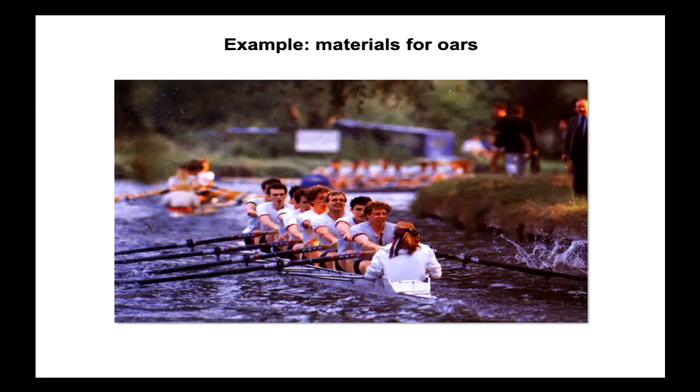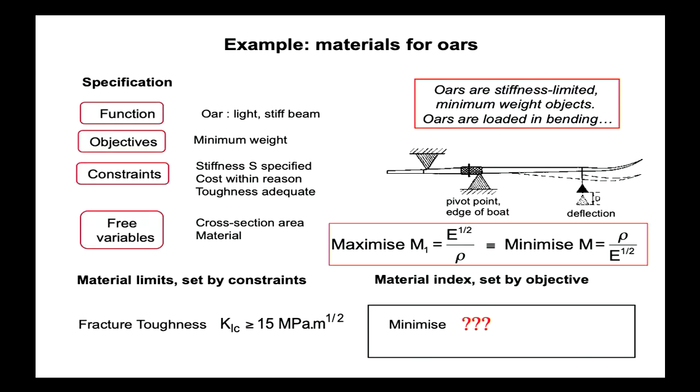Now, to an example. Materials for oars, rowing oars. Same kind of layout as before. Function, objectives, constraints, free variables. Well, the function is an oar. We want it light and stiff, and it's a beam. It's got to have minimum weight. It's got to have a certain stiffness, and it's also got to have a reasonable cost, and it's got to have an adequate toughness. And we're looking for a cross-sectional area and material that we can then select.